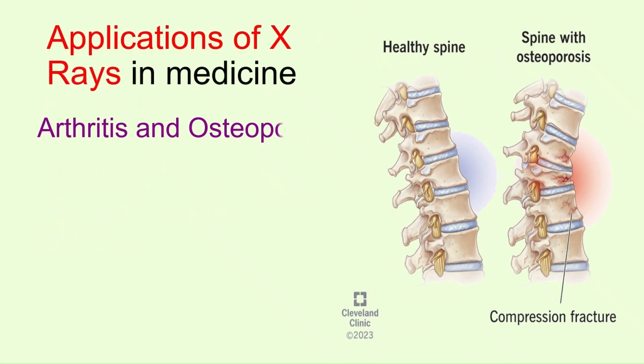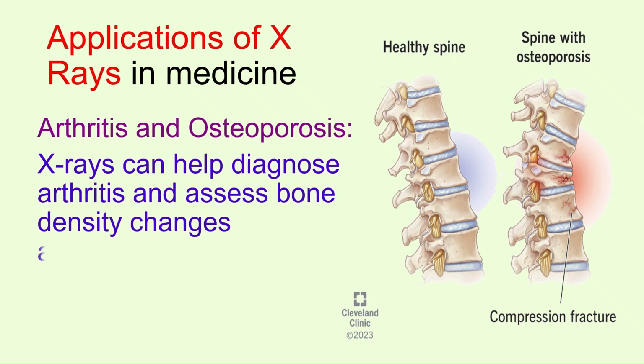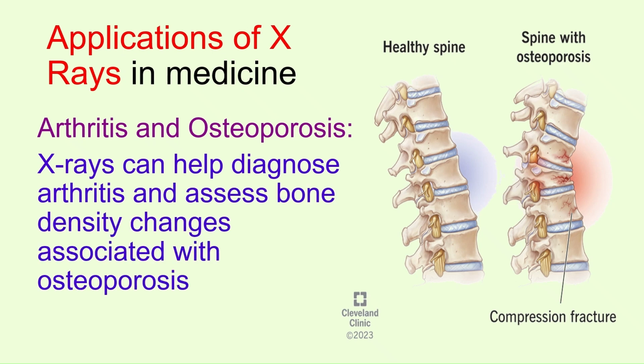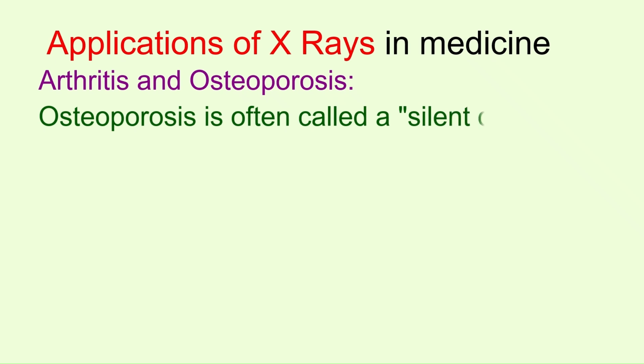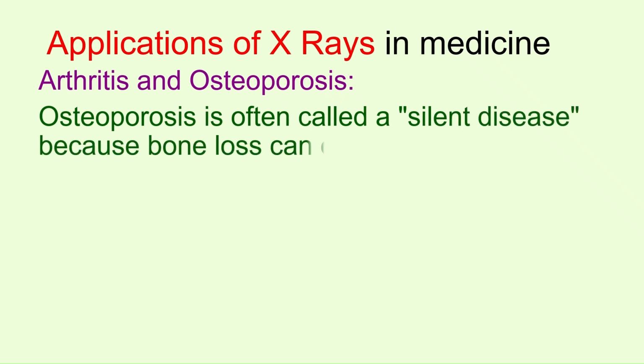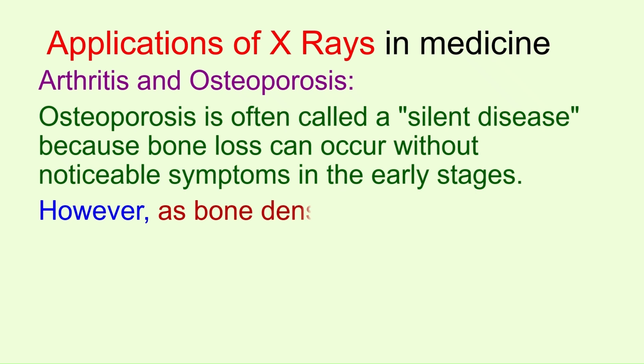Arthritis and osteoporosis. X-rays can help diagnose arthritis and assess bone density changes associated with osteoporosis. Note here in the picture of a damaged spine. Arthritis and osteoporosis. Osteoporosis is often called a silent disease because bone loss can occur without noticeable symptoms in the early stages.